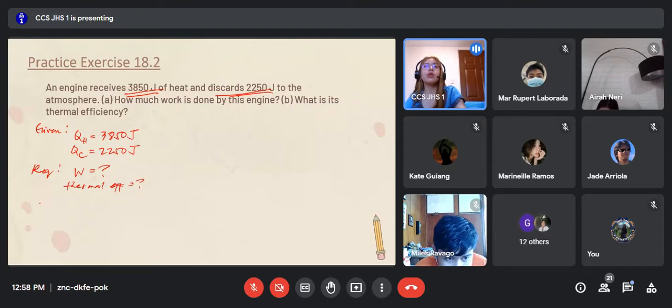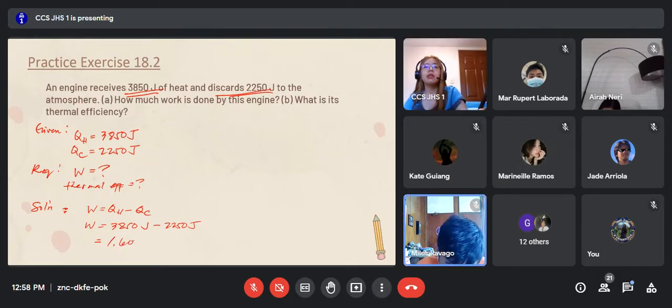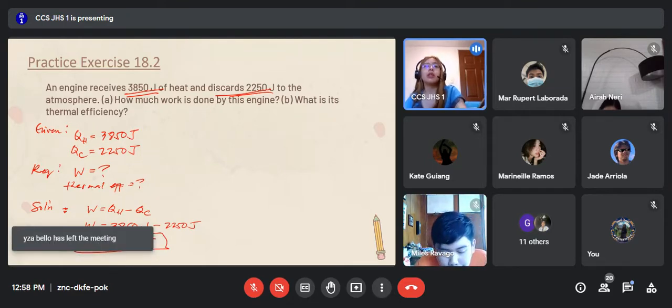Unknown. So, solution for work: QH minus QC. What's the answer? 1,600 joules. Okay, so that's the answer for work.